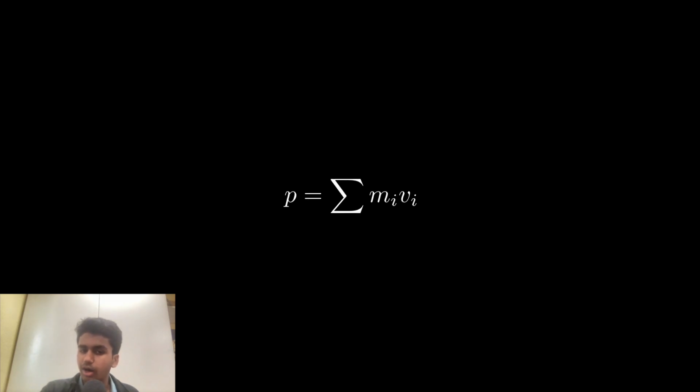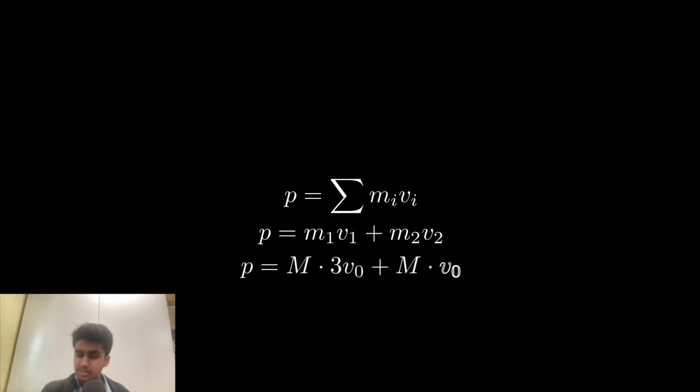So we already know that momentum is the sum of the product of mass and velocity for every object that we have. We multiply each mass and its velocity, and we sum it up. So in this case, one mass is m and it has a velocity of 3v0. The other mass is m and it has a velocity v0. So we multiply m by 3v0, which gives us that one object's momentum is 3mv0 and the other object's momentum is mv0. We sum it up to get that the total momentum is 4mv0.